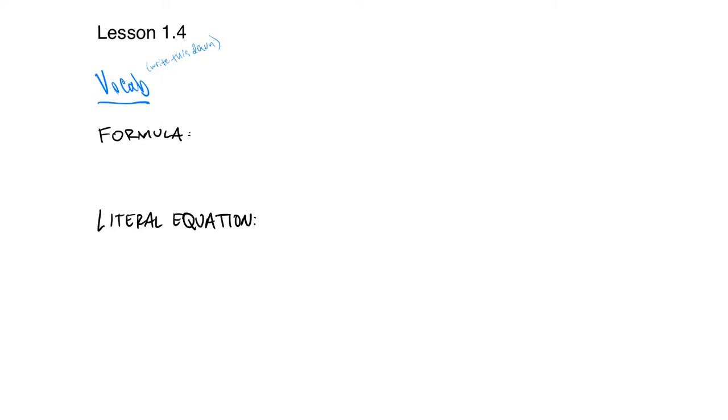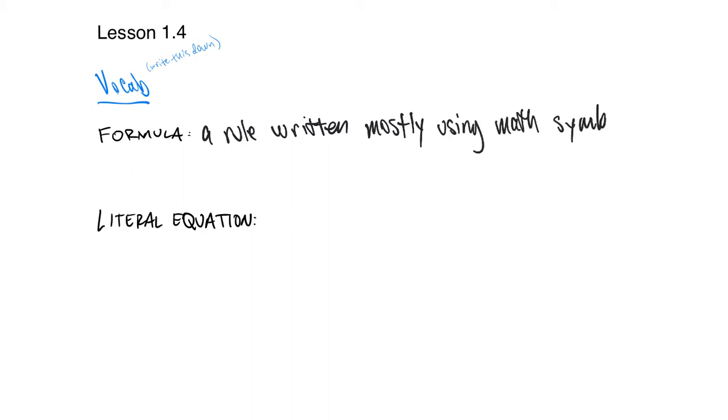All right, first some vocab. Write this down. Formula. What is a formula? A formula is a rule written mostly using math symbols or variables. We can say variables.